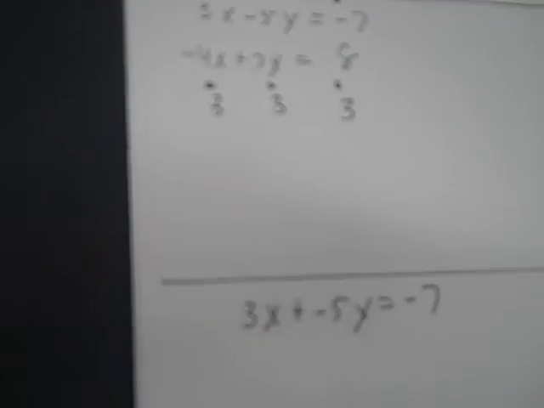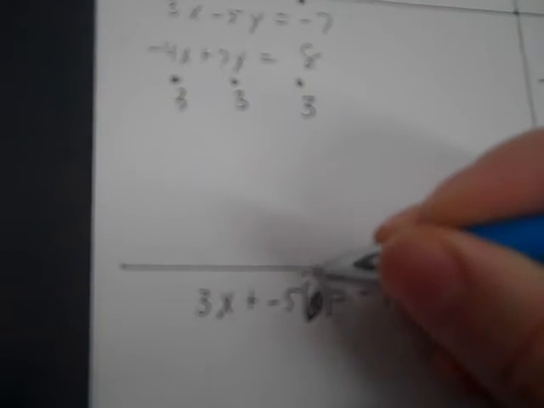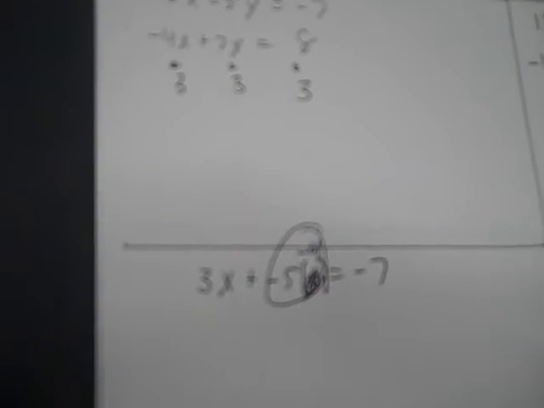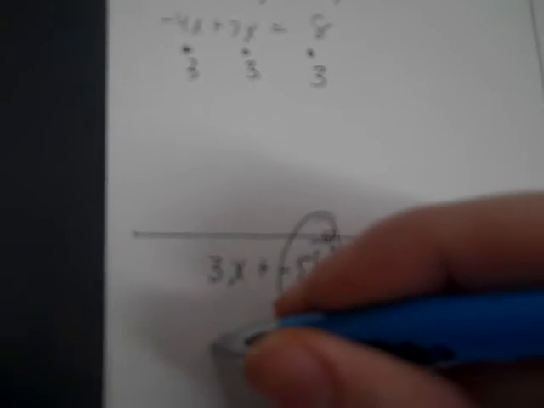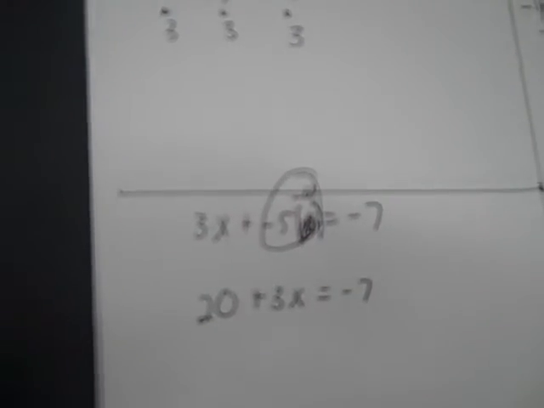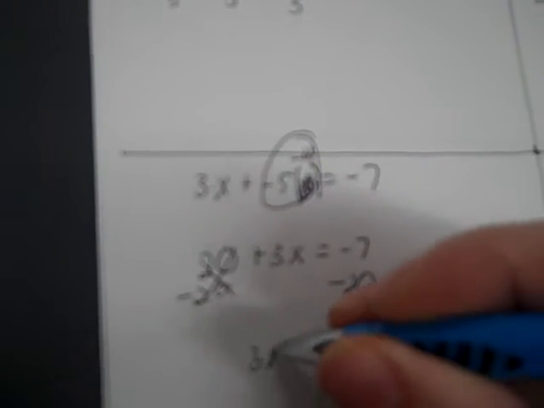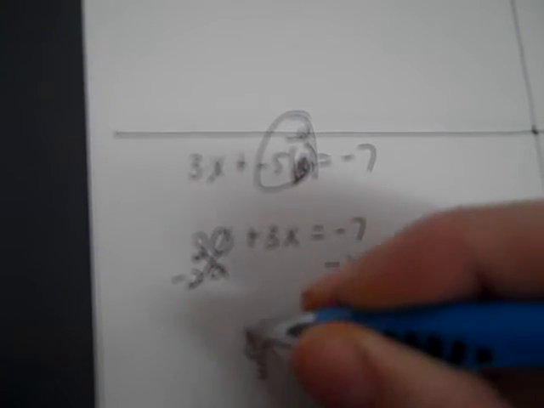Okay, now take your very first equation. You don't have a letter by itself, so you need to take the first equation, 3x plus negative 5y equals negative 7. And I have the answer for y, so I'm going to scribble that out. I need to take negative 5 times negative 4, and that's positive 20. And then there's the 3x, and then equals negative 7. So then I minus 20. So 3x equals negative 27, then divide by 3. And negative 27 divided by 3 is negative 9.